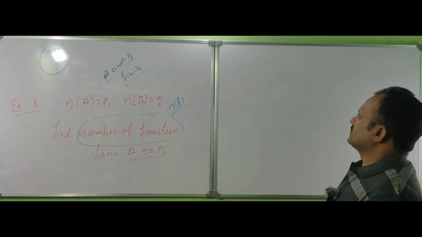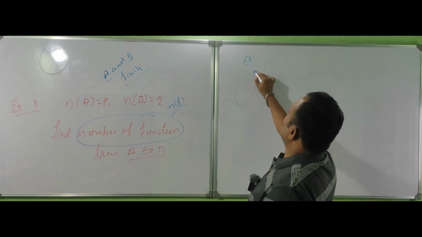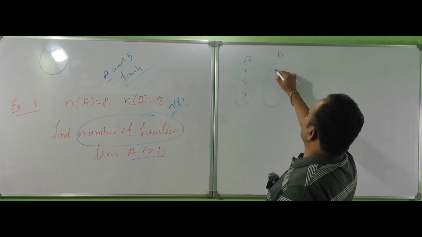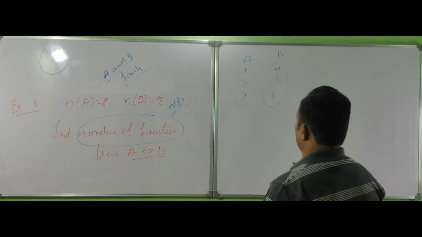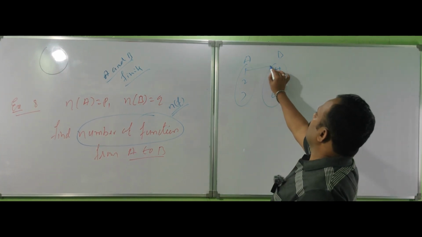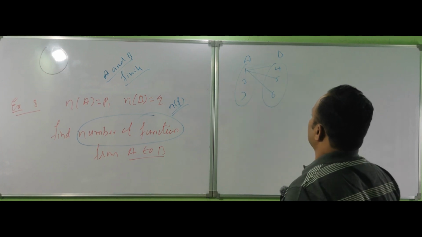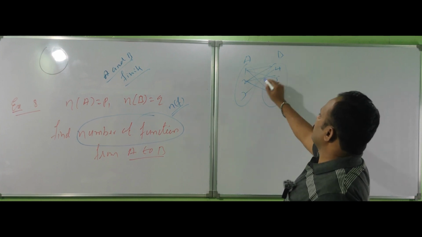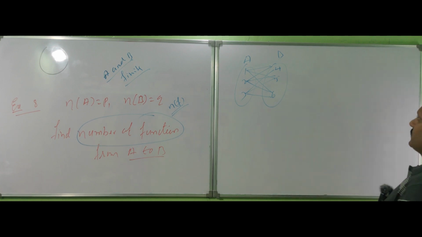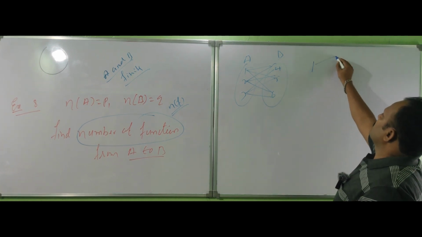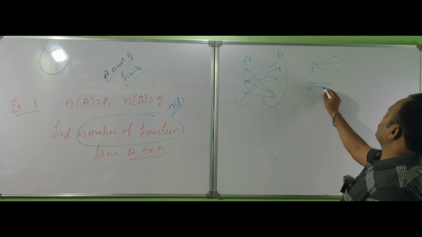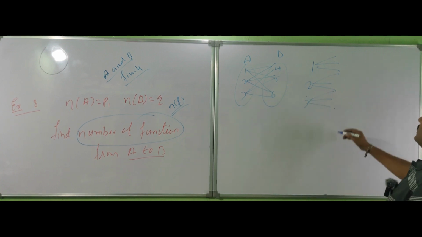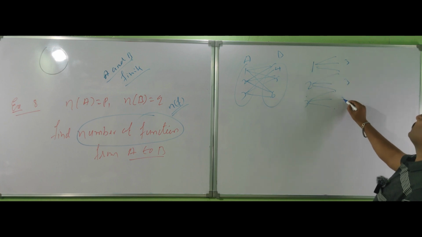Just take, sir. Listen here. You have A with elements 1, 2, 3 and B with 4, 5, 6. I am writing: 1 can have 4, 1 can have 5, and 1 can have 6. Similarly, 2 can have 4, 5, or 6, and 3 can have 4, 5, or 6. This means the first element has 3 choices, the second has 3, and the third element again has 3. This is 3, this is 3, this is 3.